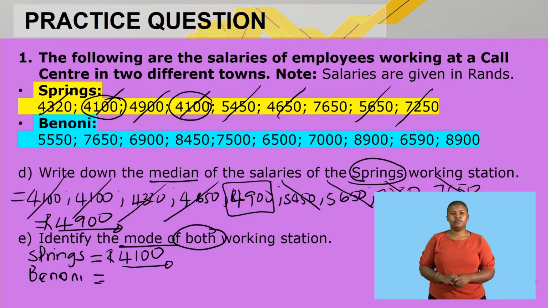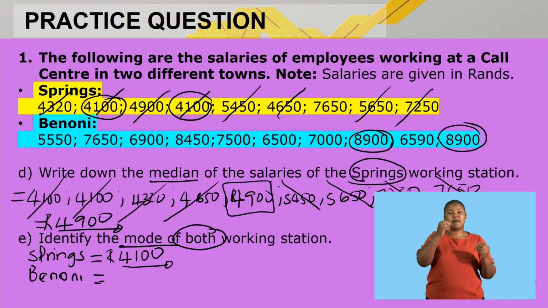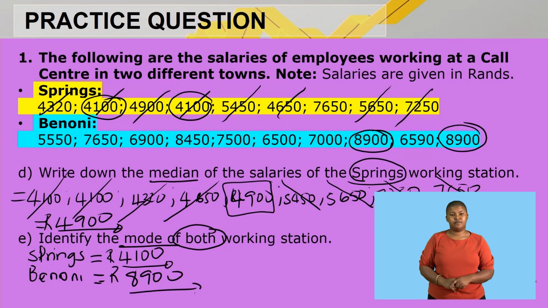Then we go to Benoni. In Benoni, looking at the data set, we are looking for a number that will appear the most. So we have 8,900. 8,900 appears 2 times. So 8,900 is the mode for Benoni working station. Then we go to number 2.